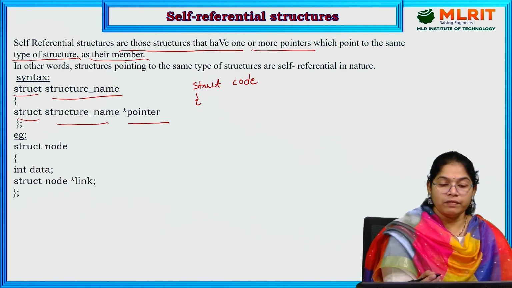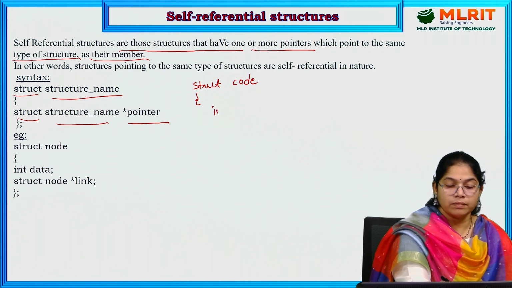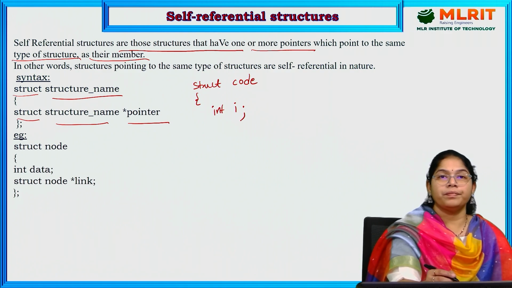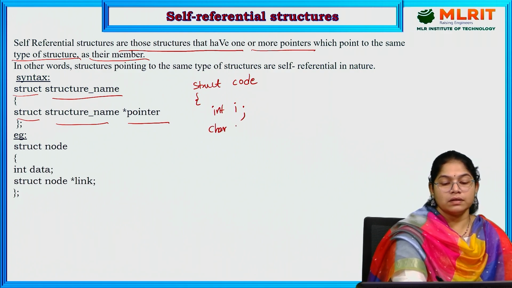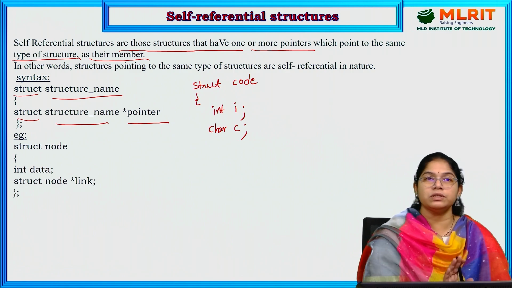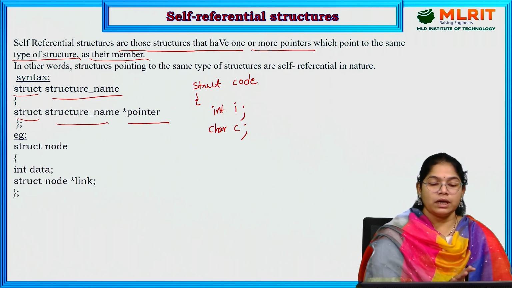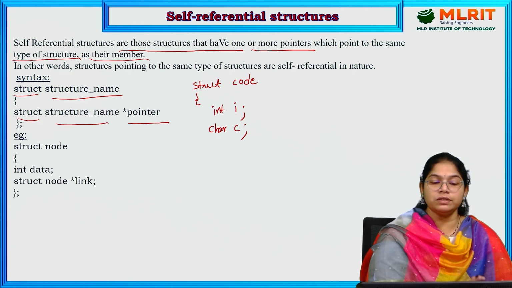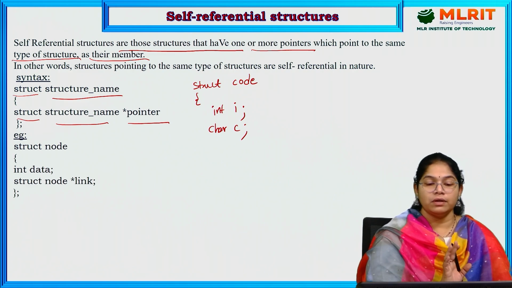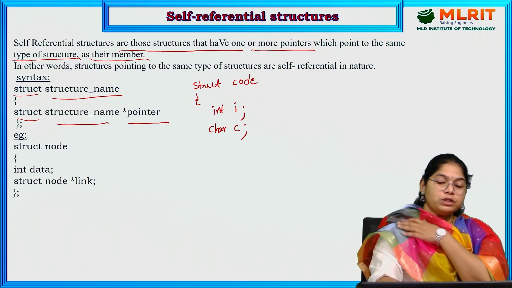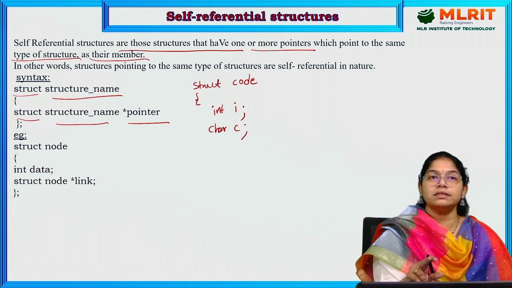Then it has members like int i, then char c. I'm not taking an array of characters here. It means I'm not considering a string, I'm just taking a single character. So char c. But we can create one or more pointers which point to the same structure as their member. So here we'll create a pointer which points to the same structure as their member.